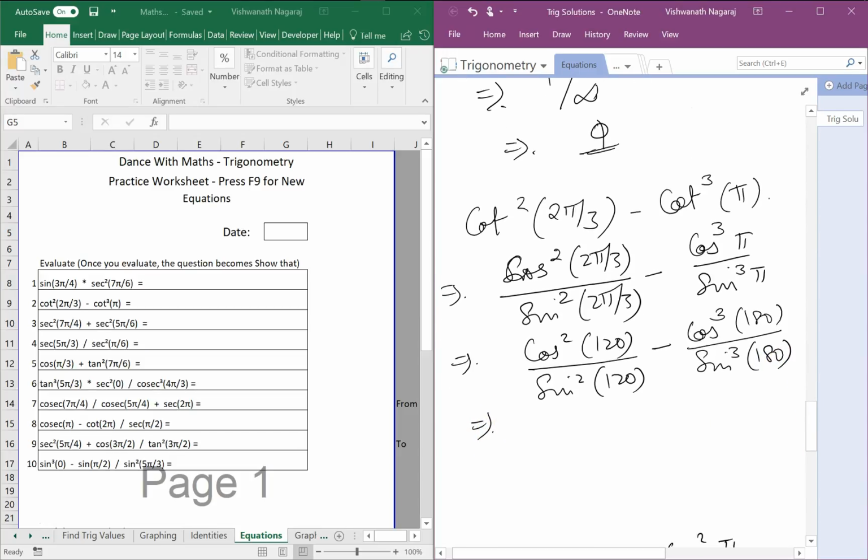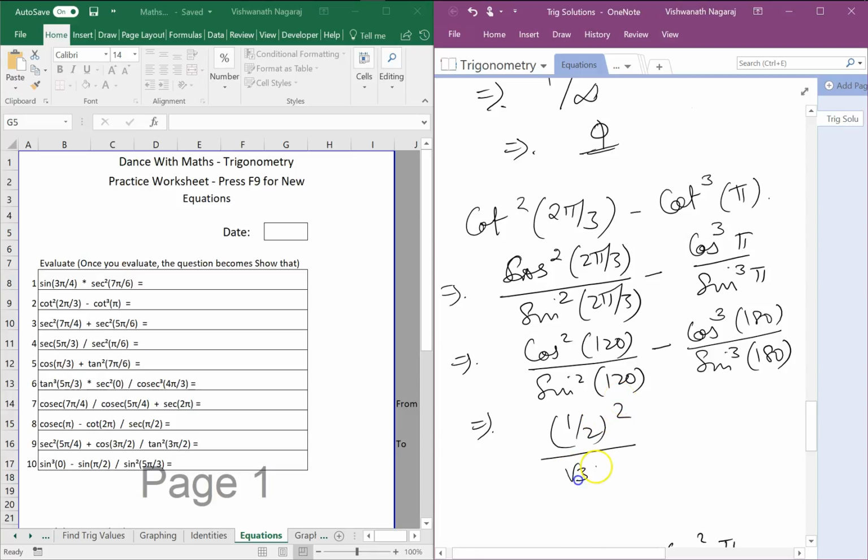Cos square 180 is how much? Cos square 90 is 0, right? So 90, 0 by 4, 1 by 4. 1 by 4 is 1 by 2. Cos square 120 is 1 by 2 square. Sine square is what? Sine 90 is 4 by 4.